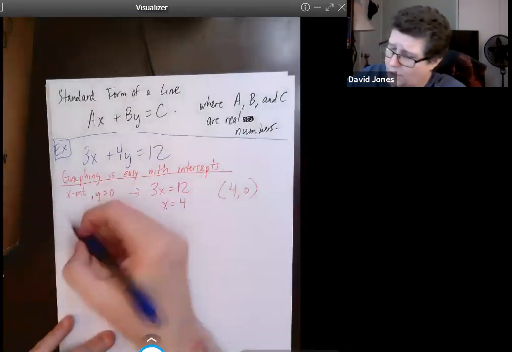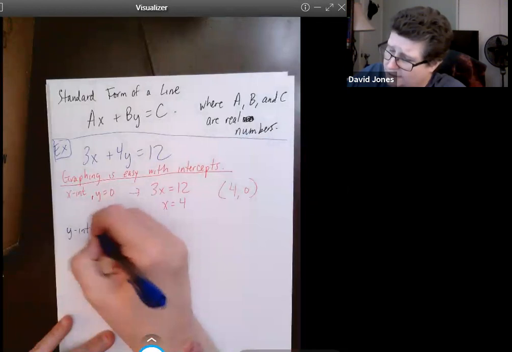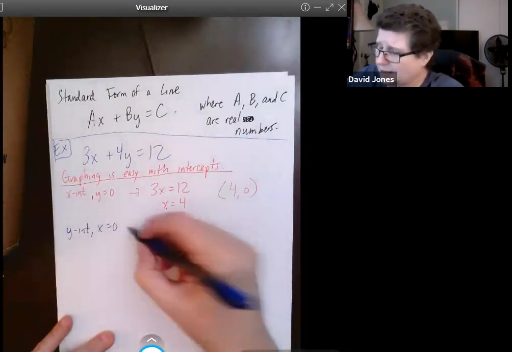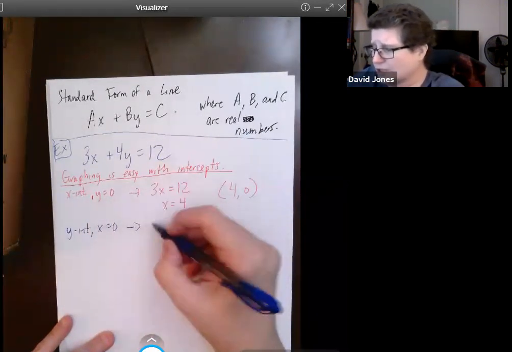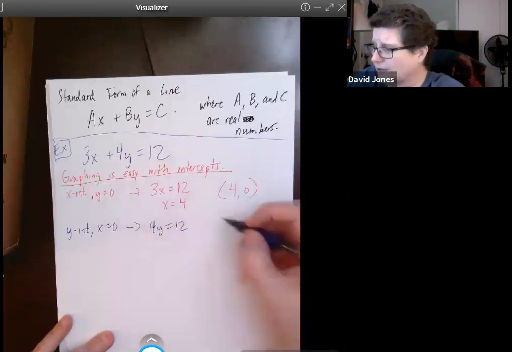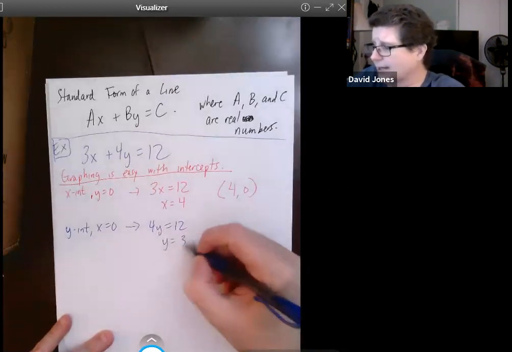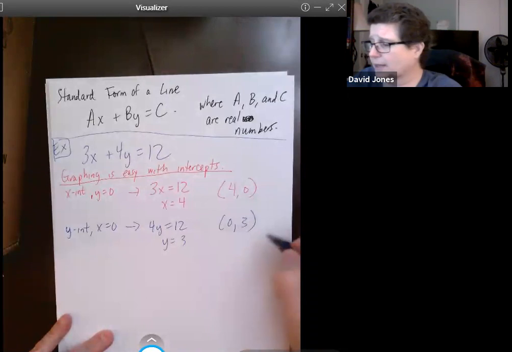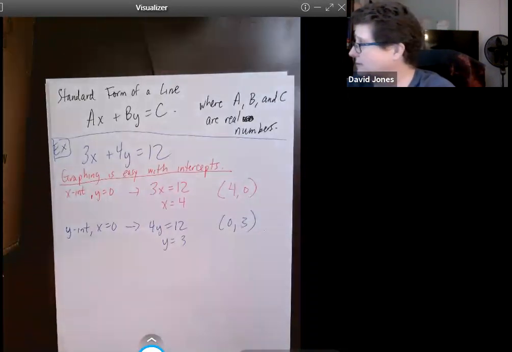The y-intercept, x equals 0, plug that in, 3 times 0 goes away. We just have 4y equals 12. So y equals 3, and we got (0, 3). And we could graph this.